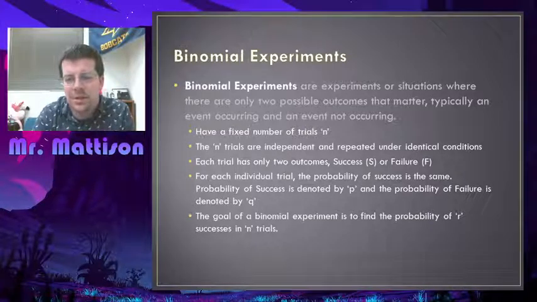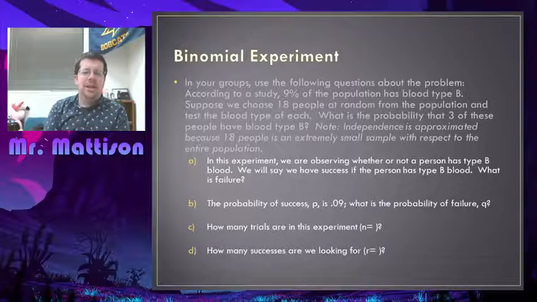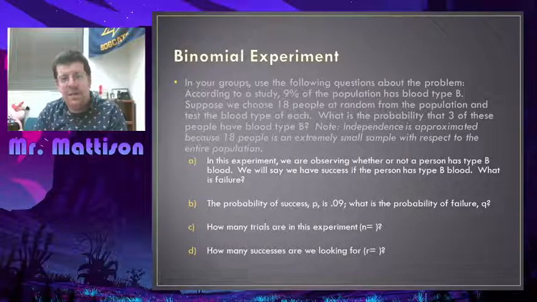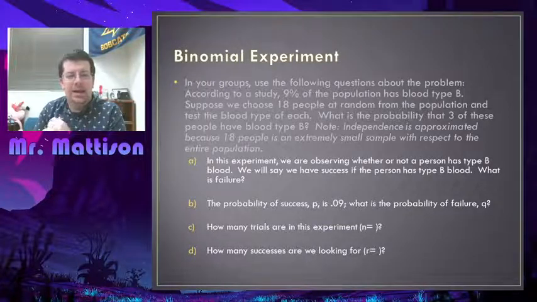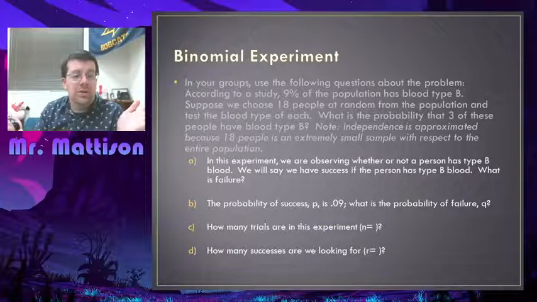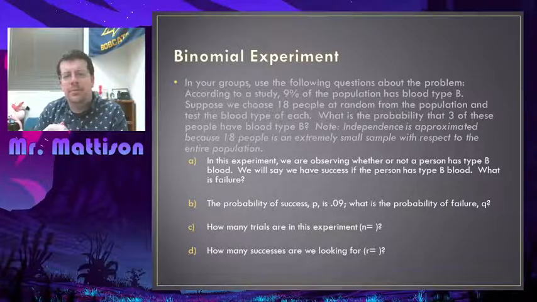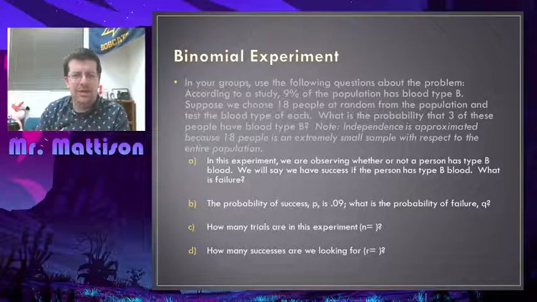Okay, so let's take a look at some of these examples. The first one here is about blood types. About 9% of people have type B blood. So we're going to do an experiment with 18 people and figure out what percent of them have type B blood, right? There's a little note here, and I'll explain what that means.